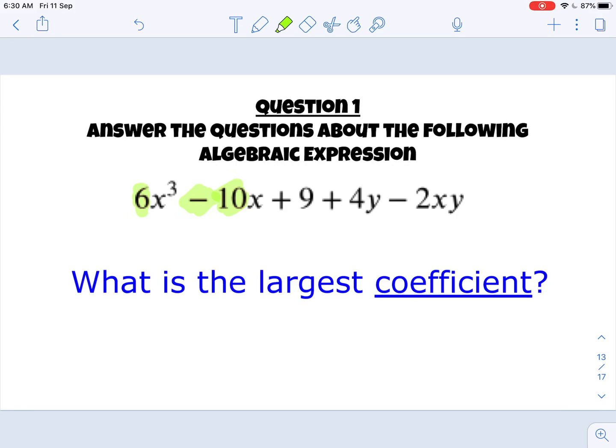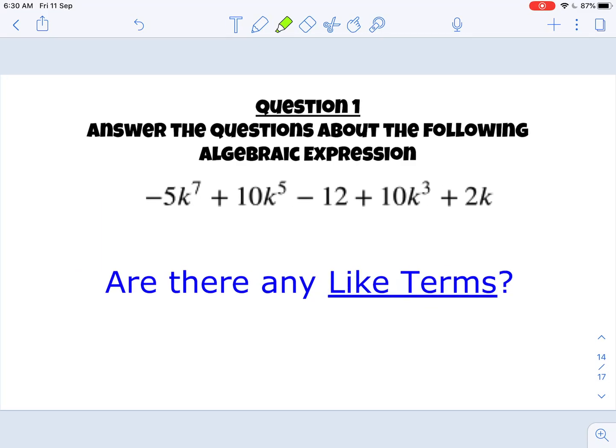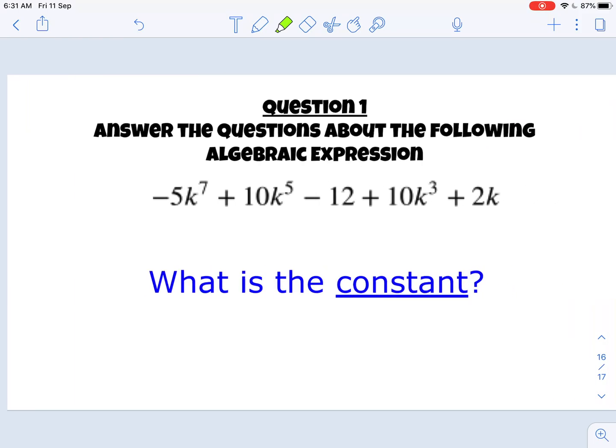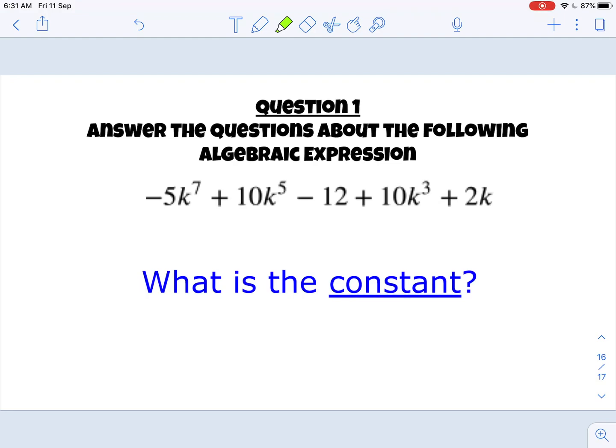All right, so let's go through and do the same questions, but with a different expression. For a new expression, are there any like terms? How many terms are there in this expression? And last but not least, what is the constant? And remember, for this problem, the constant isn't just 12, it's minus 12.